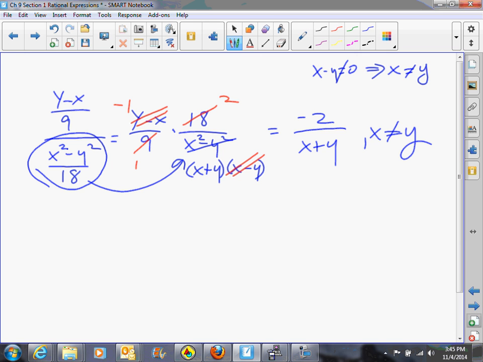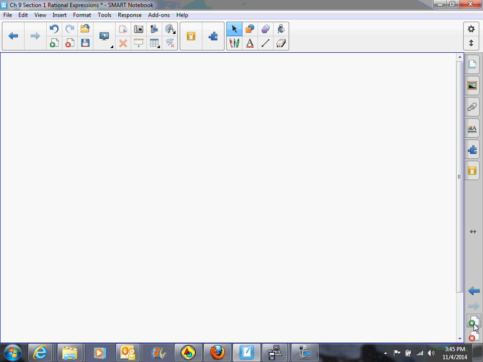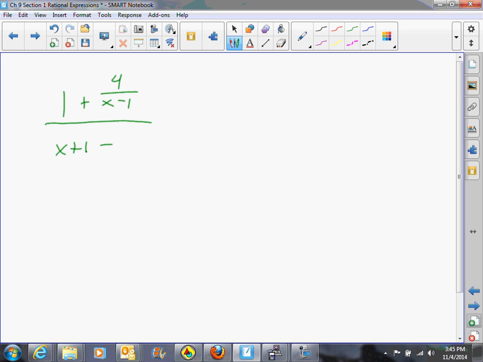I'd like to show you one more example of complex fractions, and this one is a little bit more complicated, but we'll take a look at this and hopefully you'll learn some things from this. 1 plus 4 over x minus 1 over x plus 1 minus 8 over x minus 1. Now, if I want to simplify this fraction, notice what I've got is a numerator that has a fraction in it, and a denominator that has a fraction in it.